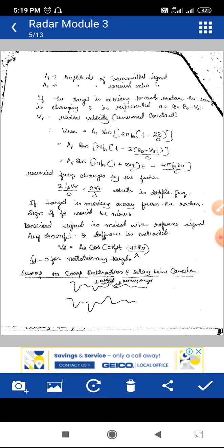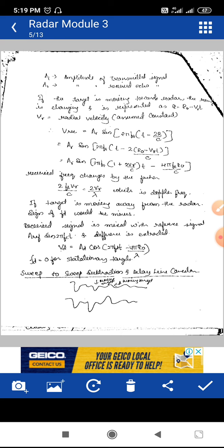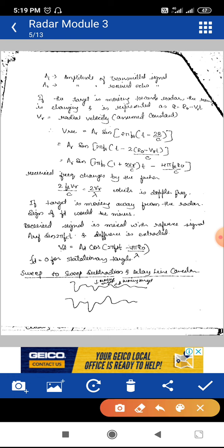Now what is the received signal? We can just replace R in the equation of the received signal, giving 2 times (R naught minus Vr into t) by c. When we simplify this equation, we get AR sine of 2 pi ft (1 plus 2 Vr by c) into t minus 4 pi ft R naught by c. The last term we are neglecting.